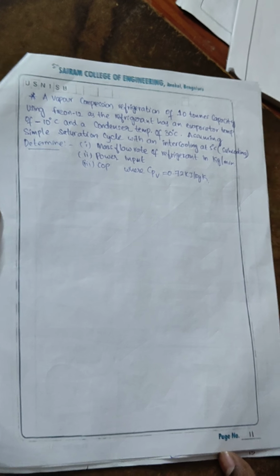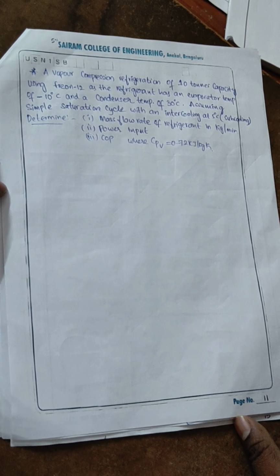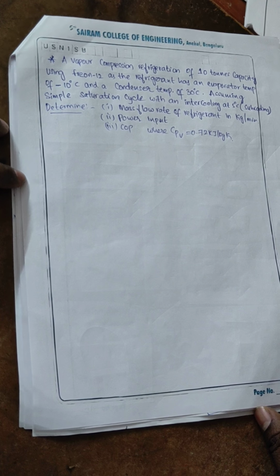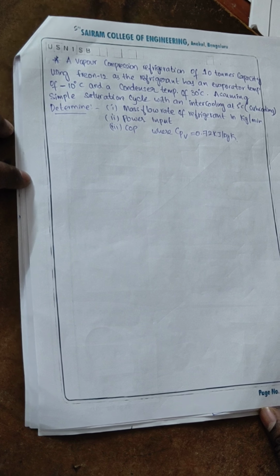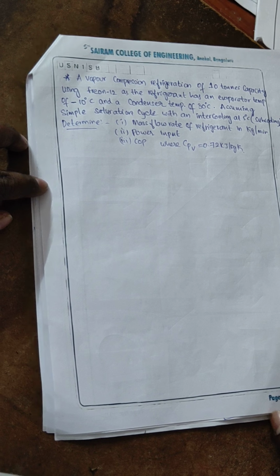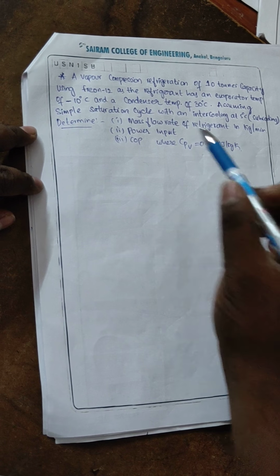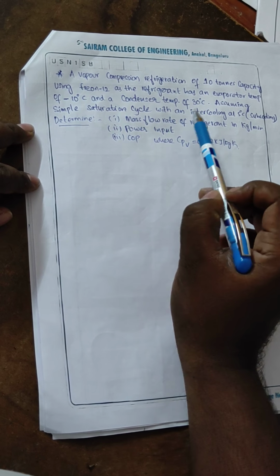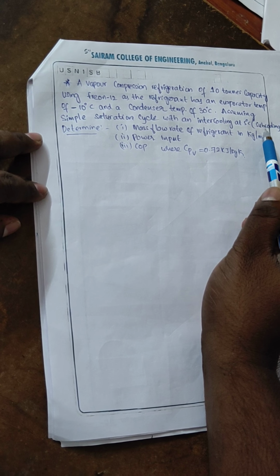Hi students, in vapor compression refrigeration we have seen different conditions like subcooling, superheating and dry saturation before compression, and both superheating and subcooling. So these are the four conditions that we have seen. In this video, we will solve one numerical based on intercooling or subcooling.